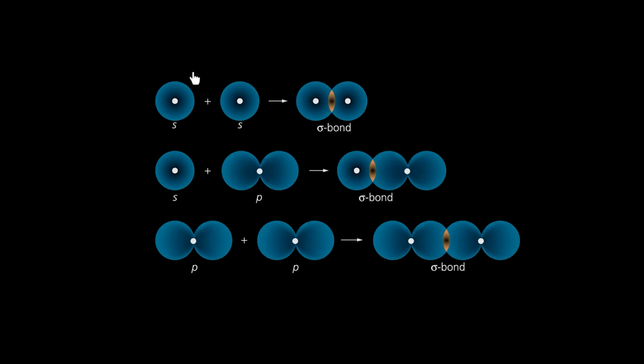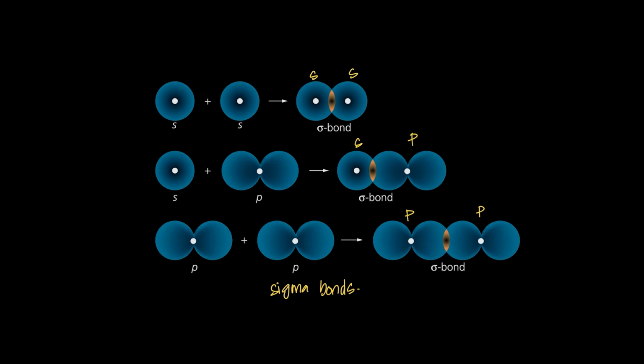And this is what you draw for the exam, right here. S and S overlap, S and P overlap, P and P overlap. This is S and S overlap, S and P overlap, P and P overlap. And basically, these are what we call sigma bonds. So when your orbitals overlap like this, you call them sigma bonds.